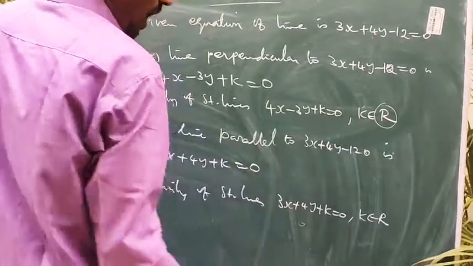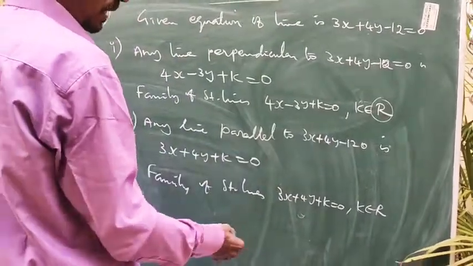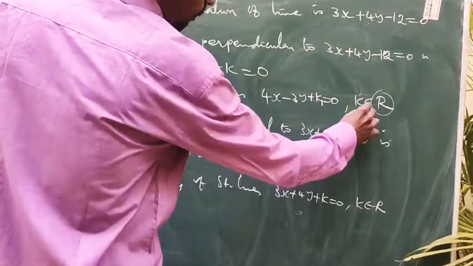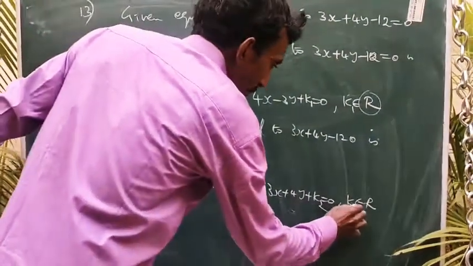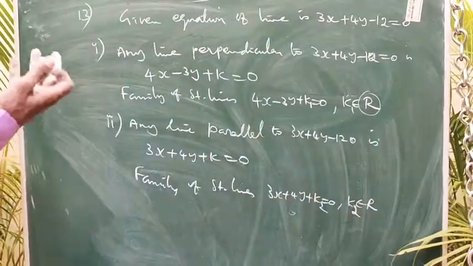For example, if you want to avoid confusion, here you can put k1 and here you can put k2. Otherwise no problem, in both places if you want you can put k, no problem.